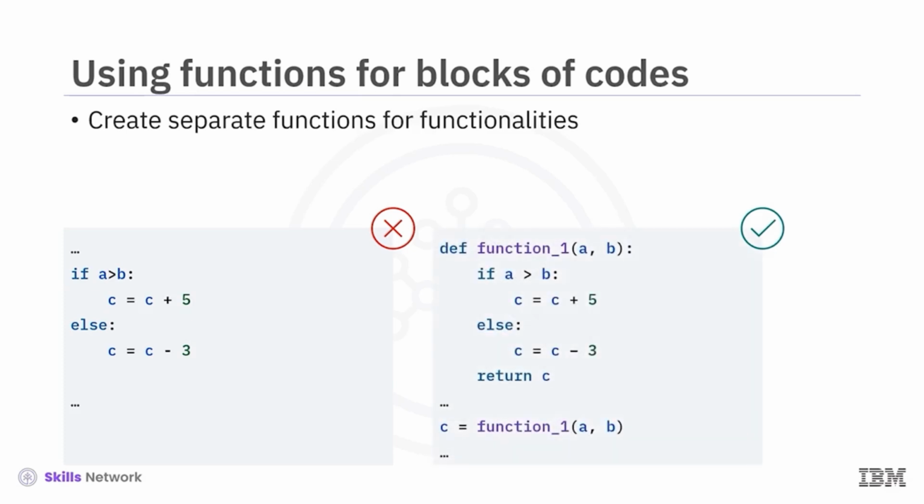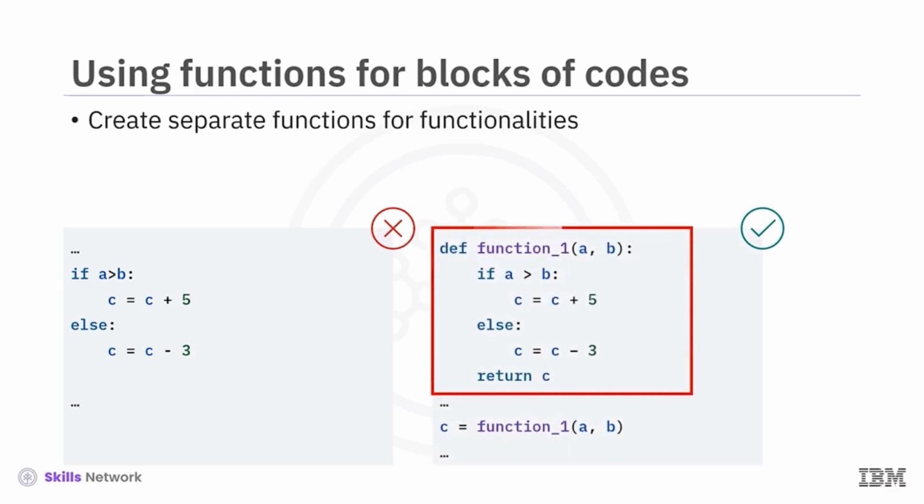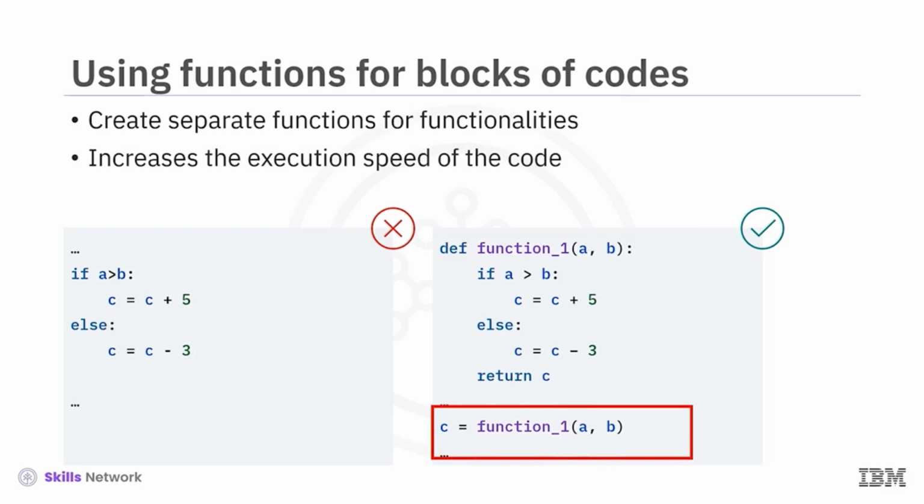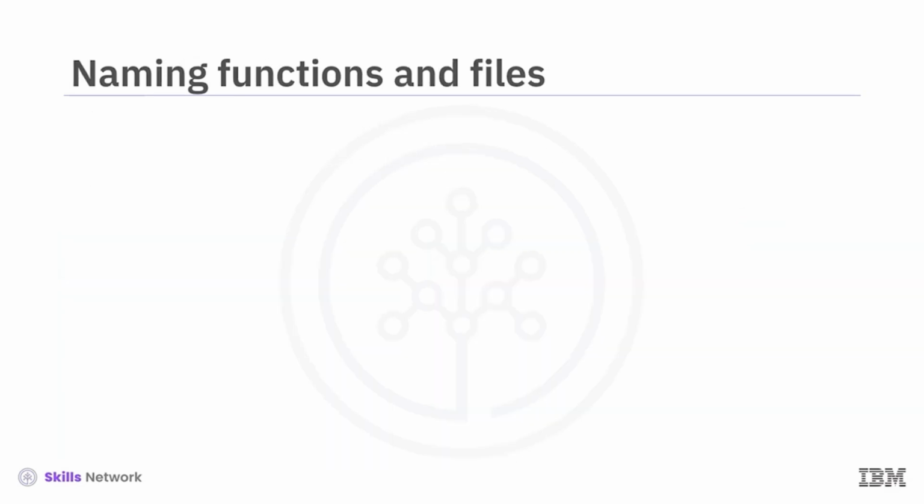However, if you notice function_1 written as def function_1 with 2 parameters a and b, it can be called easily. For example, c equals function_1(a, b). This increases the execution speed of the code and supports the reuse of the code block in a much more convenient way. Another coding convention is to name the functions and files using lowercase with underscores.